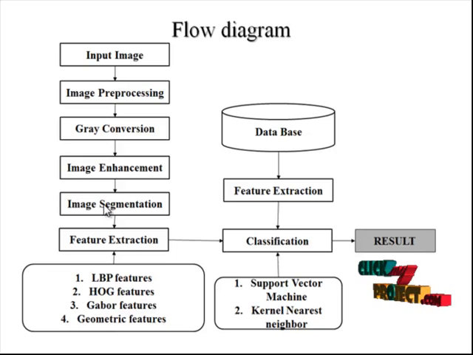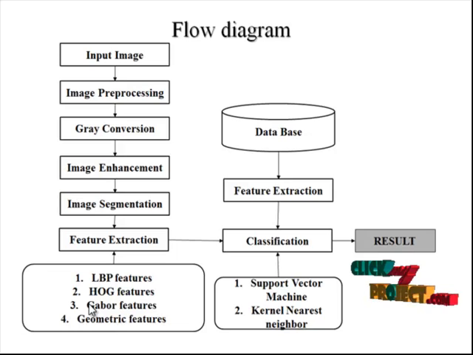Next, image segmentation. Image segmentation is a process of partitioning a digital image into multiple segments. The goal of segmentation is to simplify or change the representation of an image into something that is more meaningful and easier to analyze. Next, the feature extraction algorithm. Here, LBP features, that is local binary pattern, are proposed. Divide the examined window into cells. For each pixel in a cell, compare the pixel to each of its 8 neighbors.